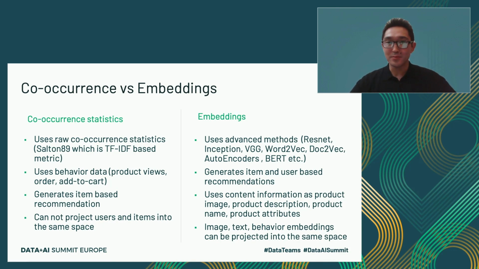There are different types of methods to generate embeddings, such as ResNet, Word2Vec, Doc2Vec, BERT, etc. These types of models might be useful in content-based recommendations, where image or text data is used. In addition, embeddings generated from image, text, and behavior data can be concatenated to represent different dimensions of the same item.